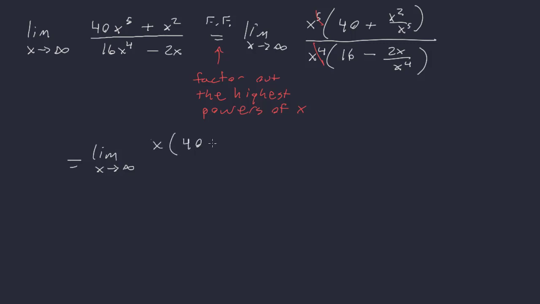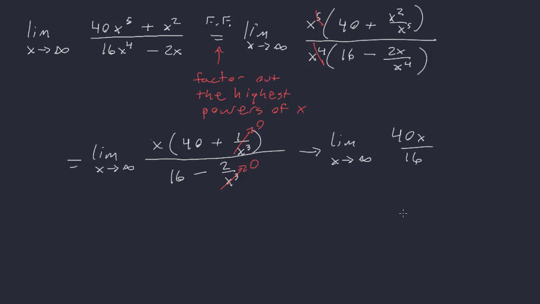So we have an x times 40 plus x squared over x to the 5th, and that's going to be 1 over x cubed, all over, and then down here we're just left with 16 minus 2x over x to the 4th, which will be 2 over x cubed. And as x goes to infinity, these guys are going to go to 0. So this is essentially going to be the limit as x goes to infinity of 40x over 16. That is the limit as x goes to infinity of 40 over 16, which is 5 halves x. Well, x goes to infinity, and this is a positive coefficient, so this is just going to be infinity.